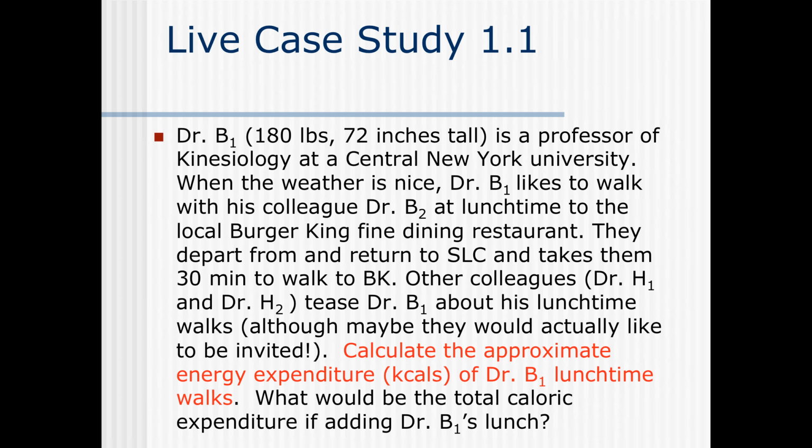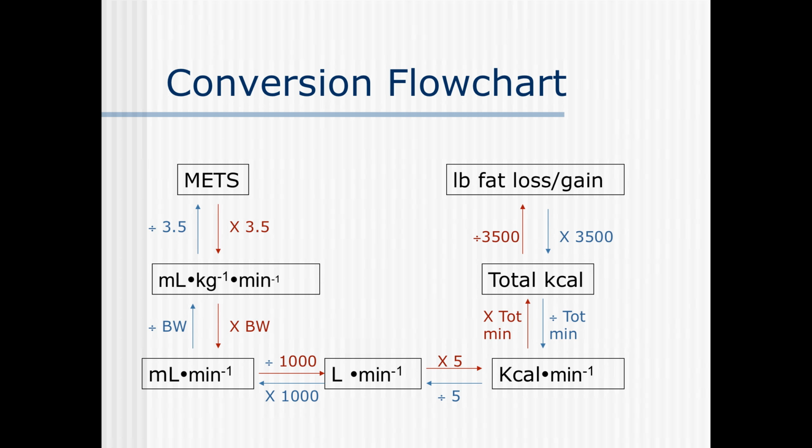Let's look again. Calculate the approximate energy expenditure in kcals of Dr. B1 and his lunchtime walks. So now we need to follow this conversion flow chart. So we're over here on this side of this conversion flow chart, and I'm asking for calories over here. So we've got to follow this part of the pathway. So multiply by body weight, divide by 1,000, multiply by 5, and then multiply by the total time to get total kcals.